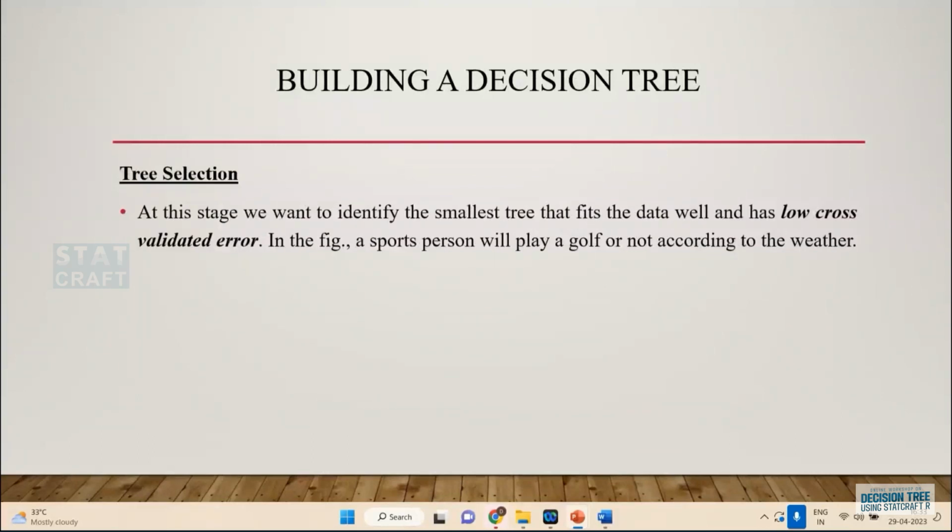Tree selection. There are many trees in the forest. Which tree will you select? Every time you run the algorithm, it will give you a new decision tree. Which decision tree will you select? That's the reason we have come up with the concept of low cross-validated error. On that basis, we will select the best tree.